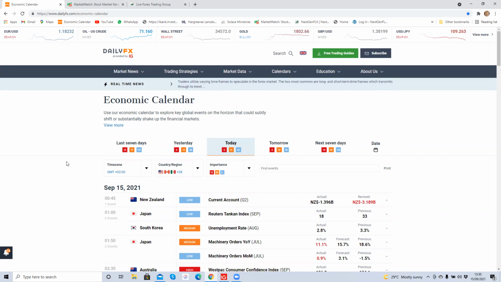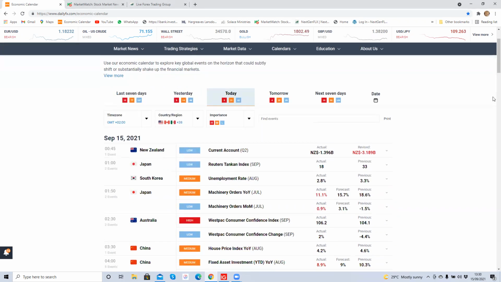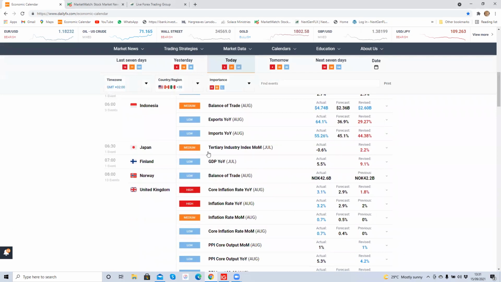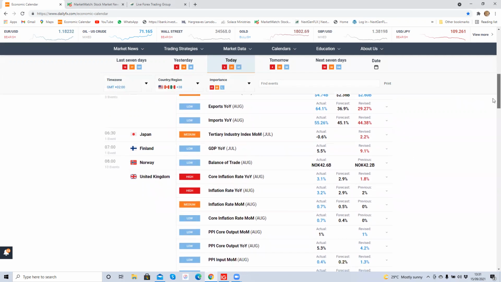As usual, do make sure your economic calendar is set to your time zone, to wherever you're based. So my own time zone is GMT +2. So the times I'll be quoting are GMT +2 times. So let's have a look. All these are Asian reports that have come and gone. And at 8 o'clock GMT +2 this morning, we had a UK inflation rate report, which would directly impact the pound and the UK stock market.